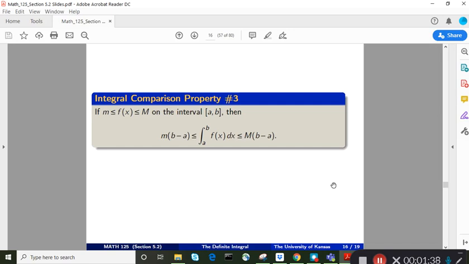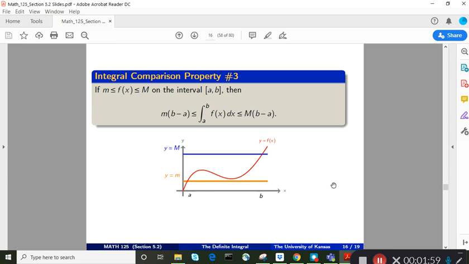Integral property number 3: if f of x is between m and M on the interval a, b, then m times b minus a is less than or equal to the integral from a to b of f of x dx, which is less than or equal to M times b minus a.